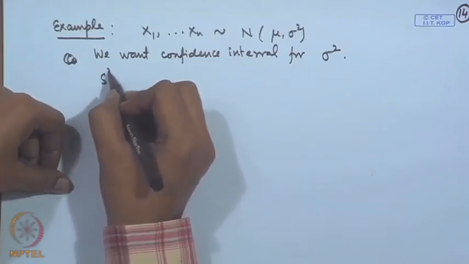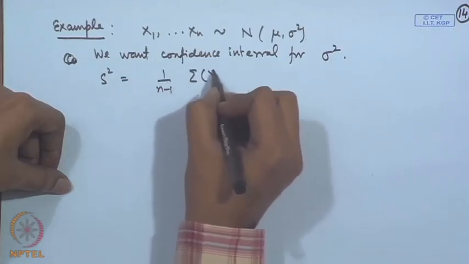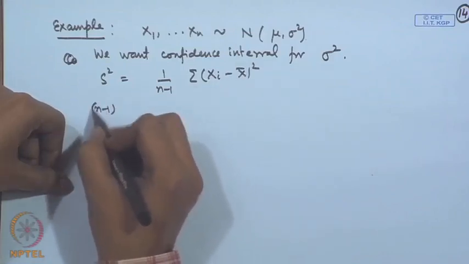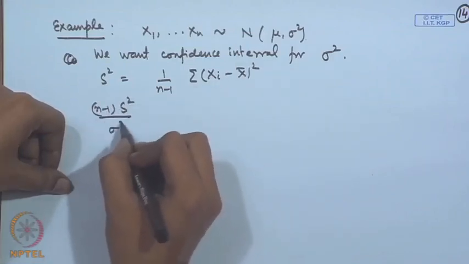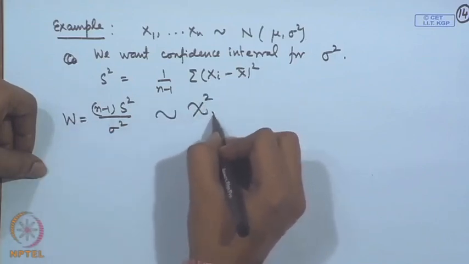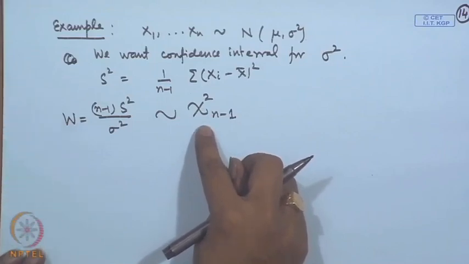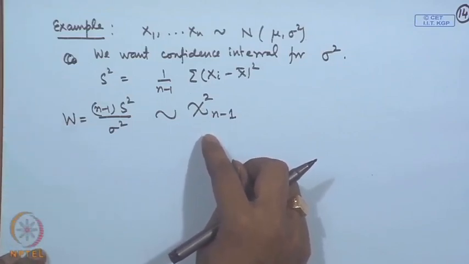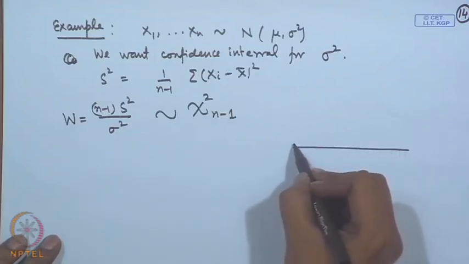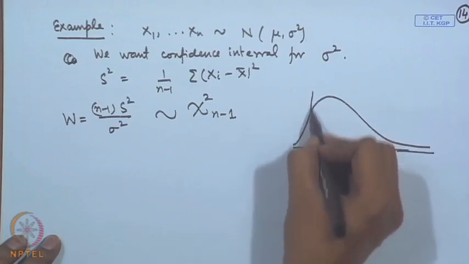If I consider this S square as 1 by n minus 1 sigma (Xi minus X bar) whole square, then we may take (n minus 1) S square by sigma square as the pivot quantity. This has a distribution which does not depend upon the parameters. This is simply chi square distribution on n minus 1 degrees of freedom. So, this is of course a skewed distribution.